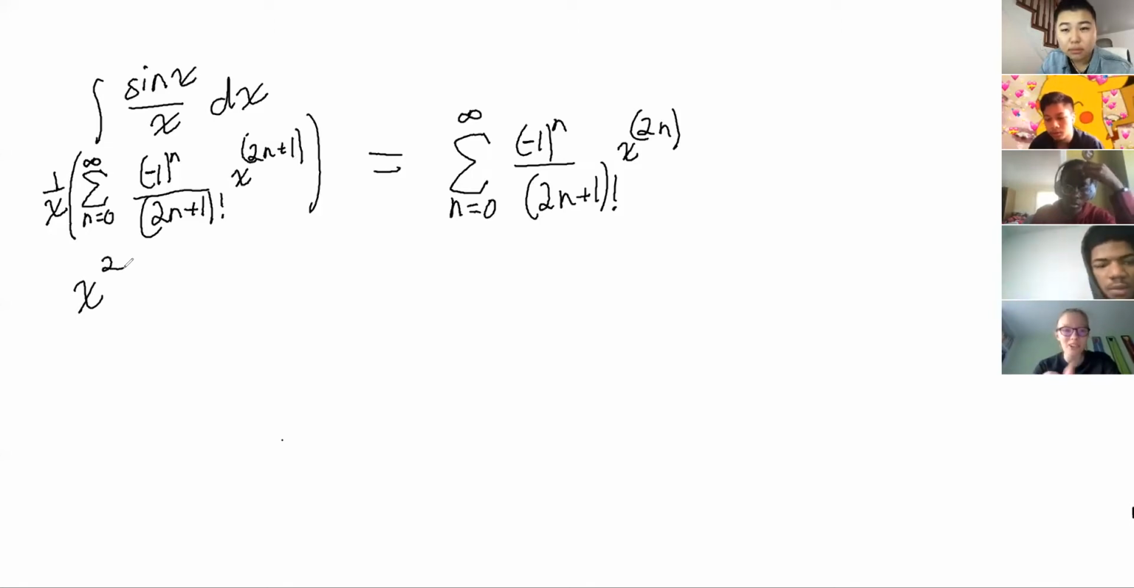So are you guys working on integrating the Taylor series approximation for sine of x over x? Yes. So I think what I would do is, instead of leaving it in summation notation, which is going to be a little hard to integrate, I would write out a few terms. Like write out the first few terms.